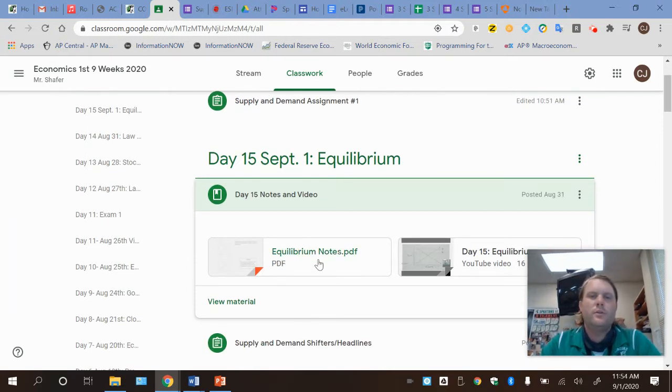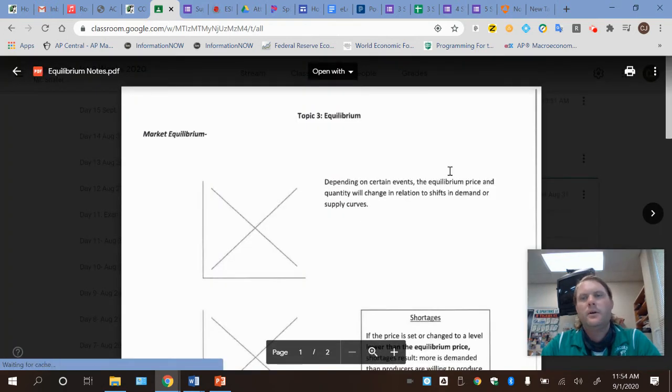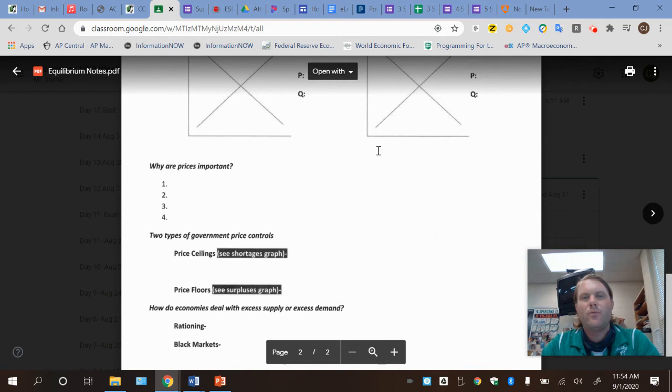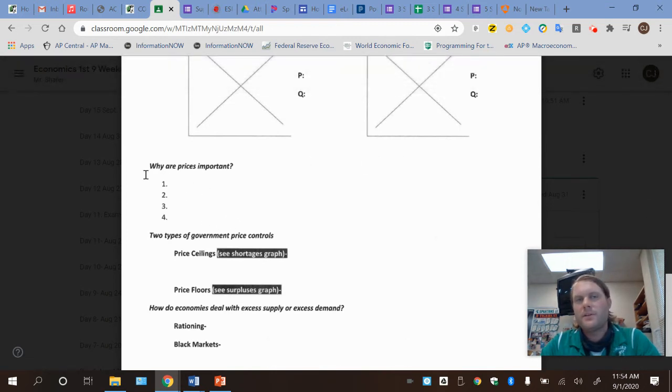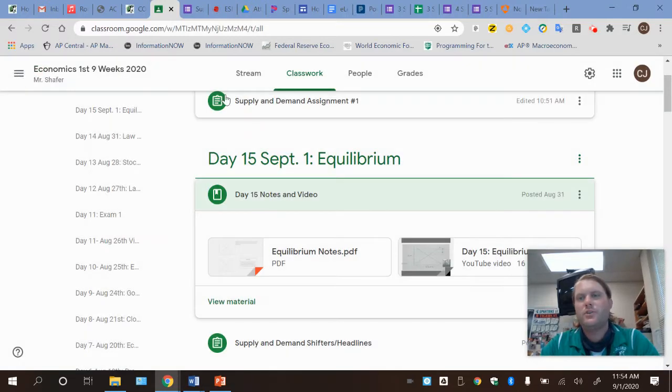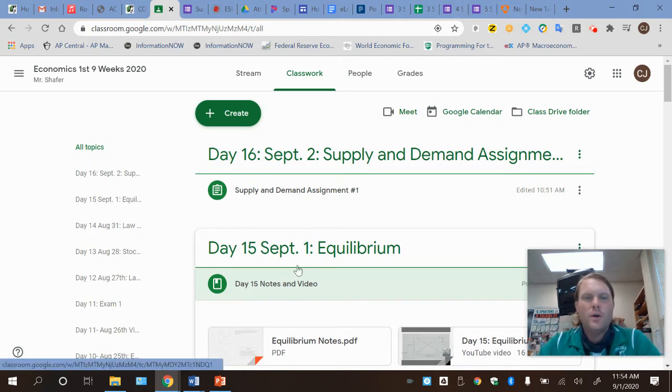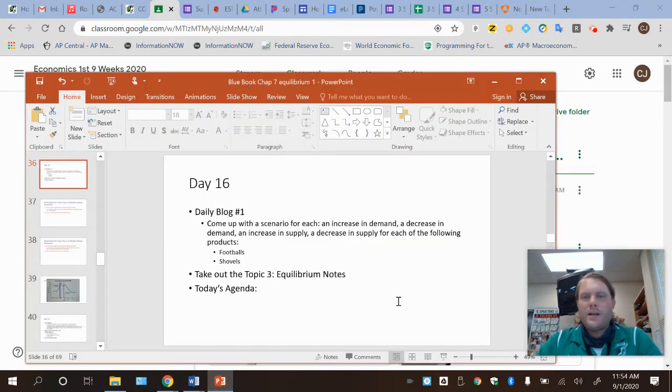All right, so your equilibrium notes, get that opened up. We're going to be on the back side towards the bottom. So obviously on day 15, we got you to about right here. We're going to write down and talk about these prices, talk about the government setting prices sometimes and some of the challenges that faces, and go from there.